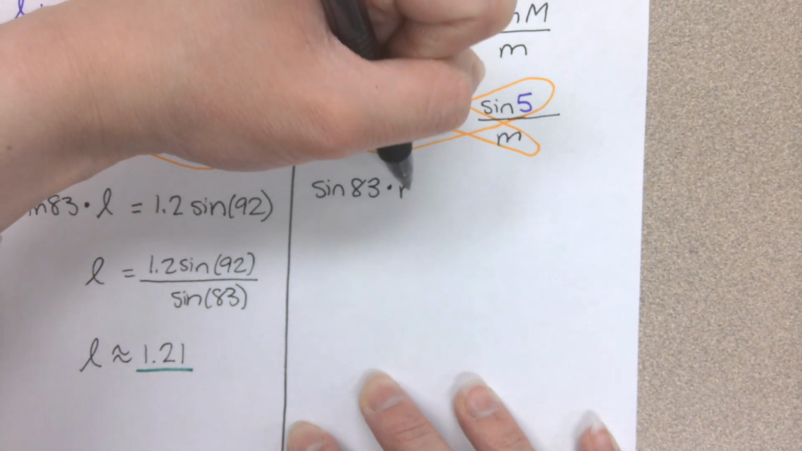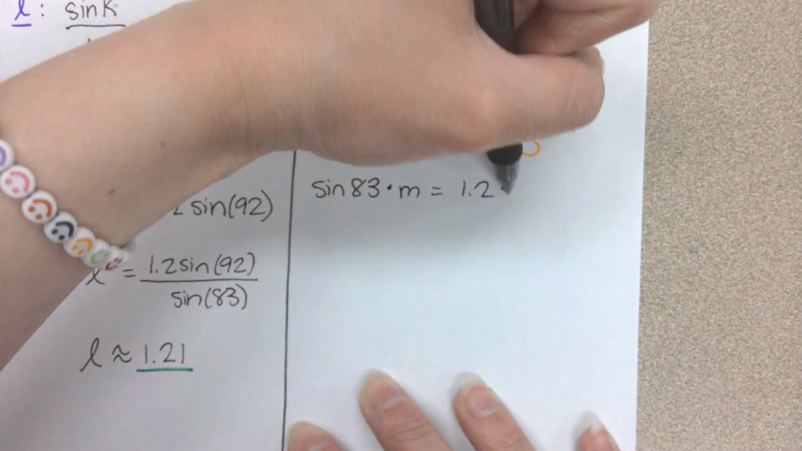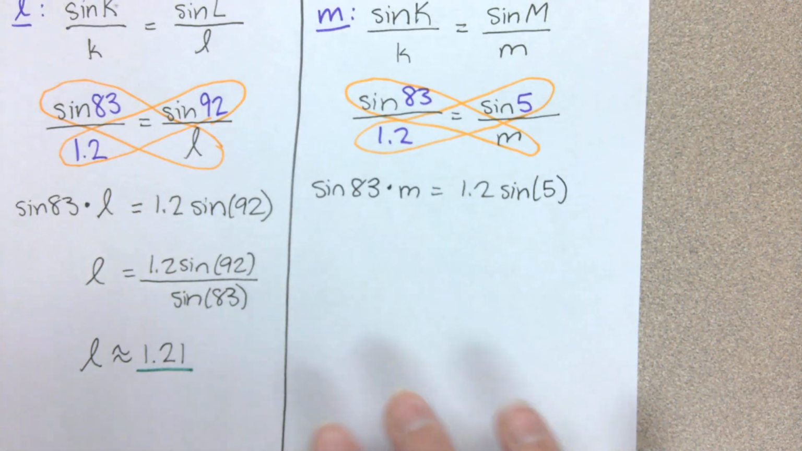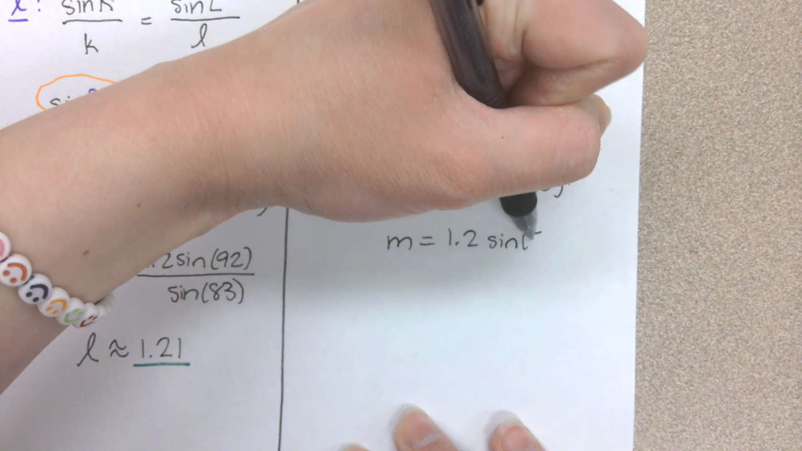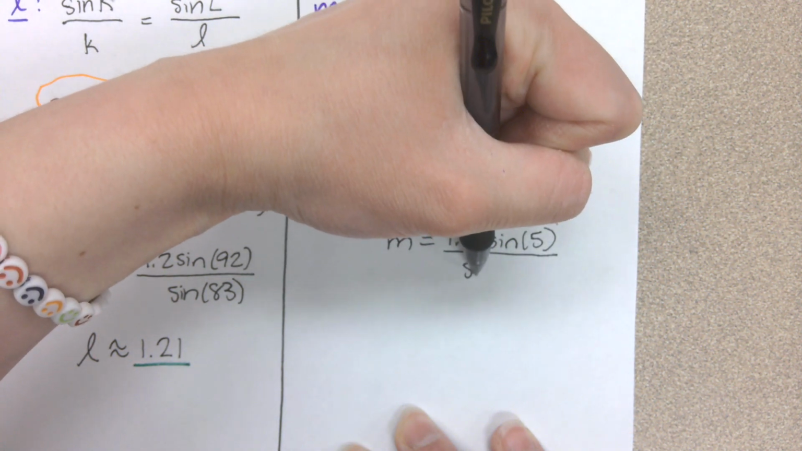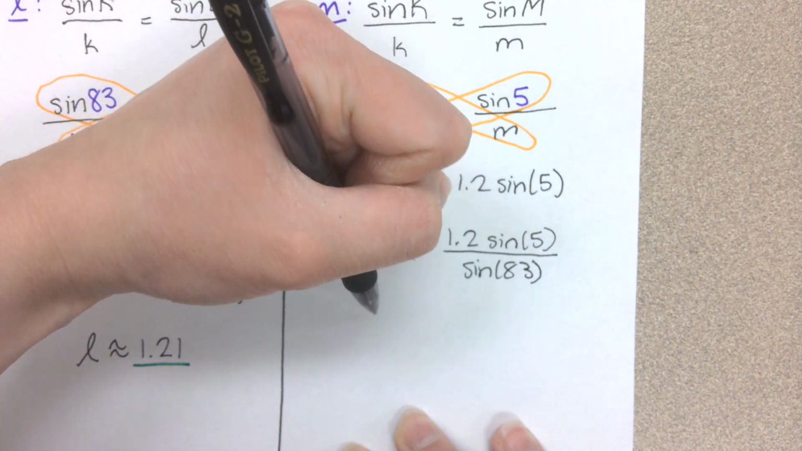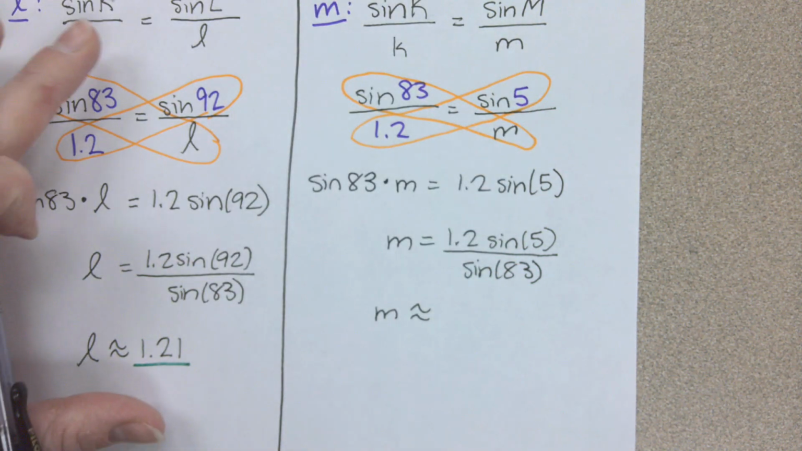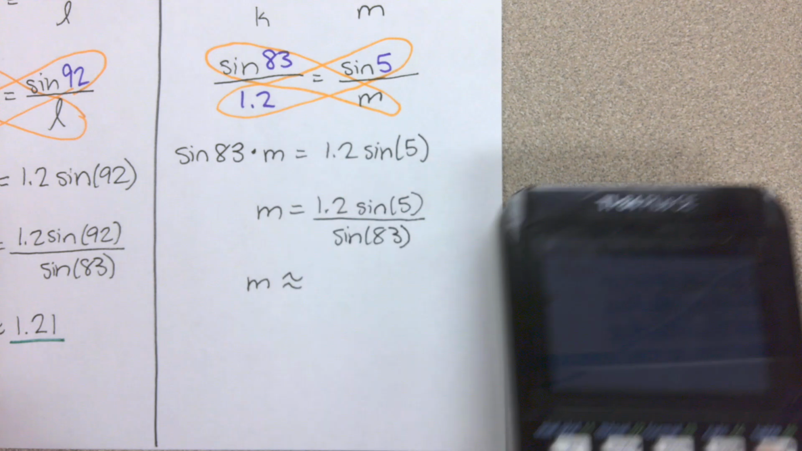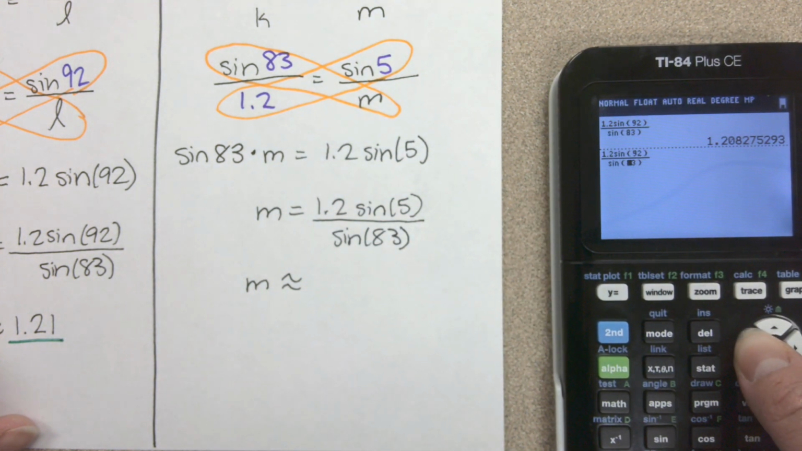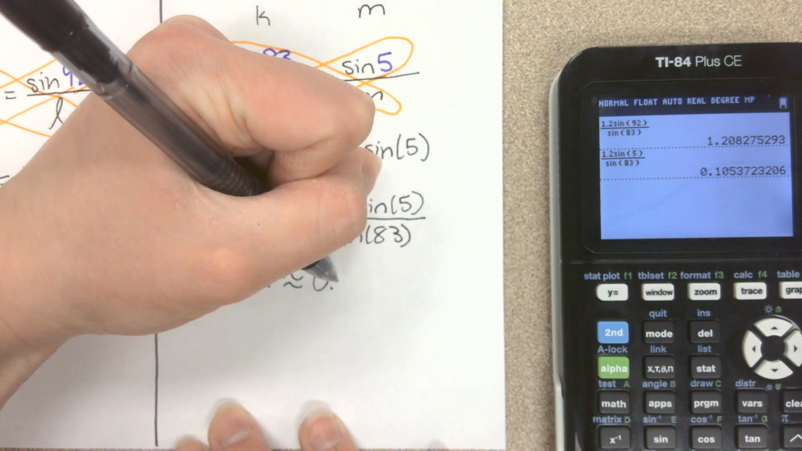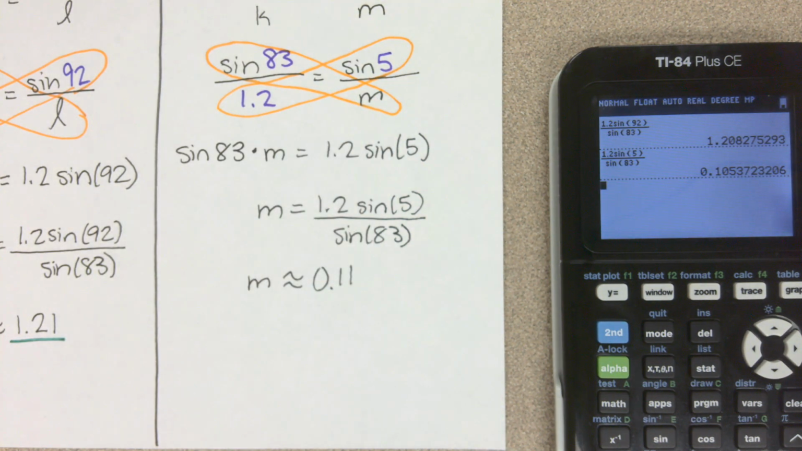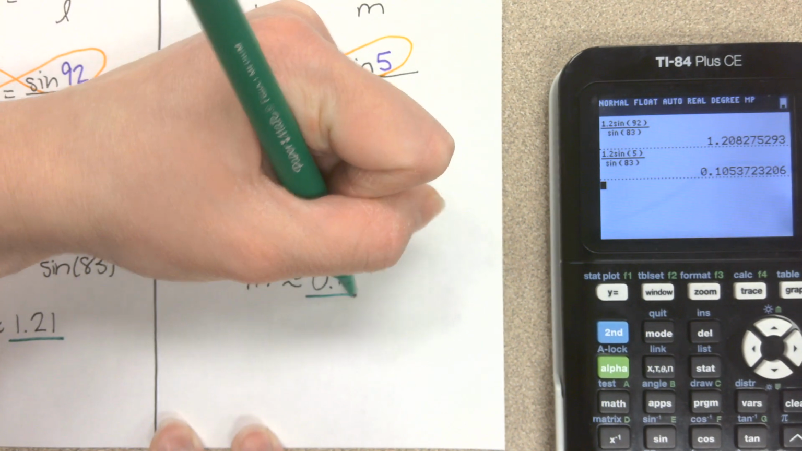Sine of 83 times m equals 1.2 sine of 5. M equals 1.2 sine of 5 over sine of 83. Then I just need to make one change in the calculator and I will have my answer. And this one's pretty small, 0.11. It's our final missing side.